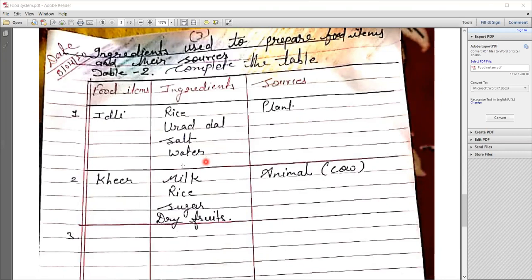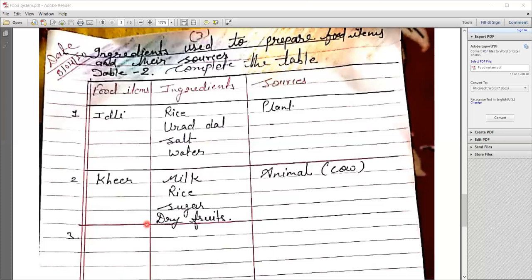Kheer. To make kheer, we need milk, which is obtained from animals like cow, buffaloes, goat, etc. Rice is obtained from plants. Sugar is also obtained from plants, and dry fruits are also obtained from plants. So children, here you can easily understand, to make one food or one dish, we need different ingredients which we obtain either from animals or plants.